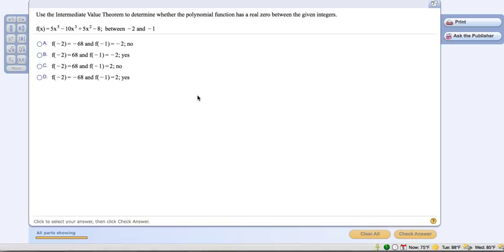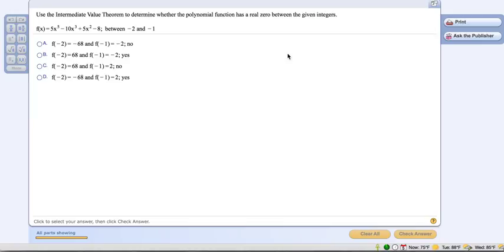This problem is an intermediate value theorem, and the idea here is you plug the values in, x equals -2, x equals -1 into this equation, and you get a y value back. And if the two values that you get back at -2 and -1 have different signs, one positive, one negative, the graph of the function must have crossed the x-axis because it went from positive to negative. And that's the idea.